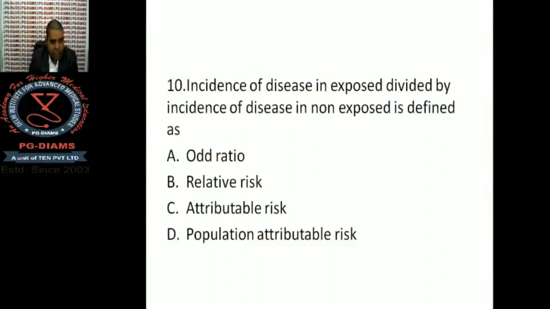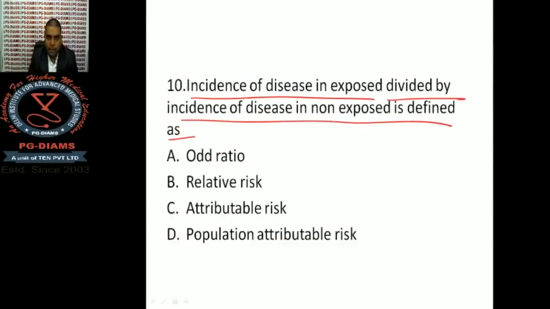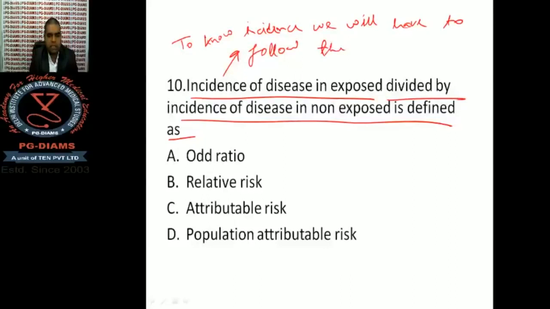The question is: incidence of disease in exposed divided by incidence of disease in non-exposed is defined as what? The first thing I told you is that to calculate or to know incidence, what do we have to do? We will have to follow the patient, follow the subject. Without following, we cannot know about incidence.